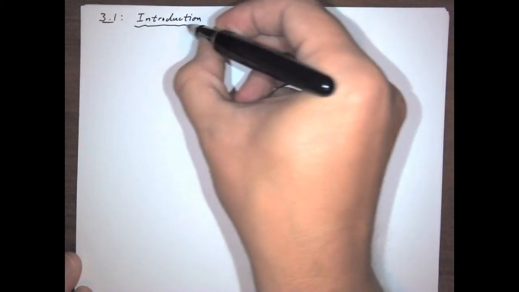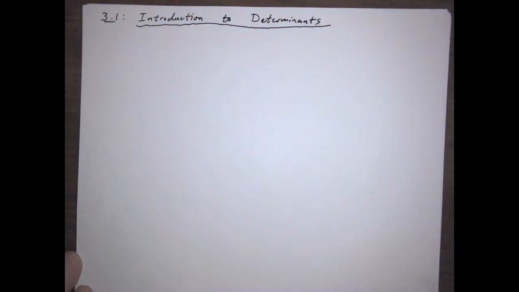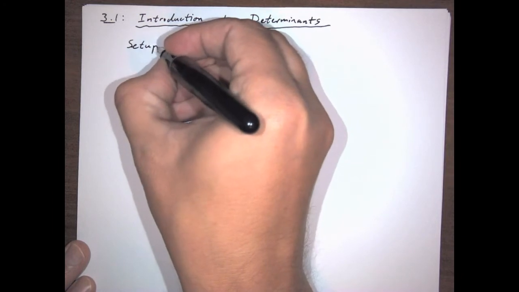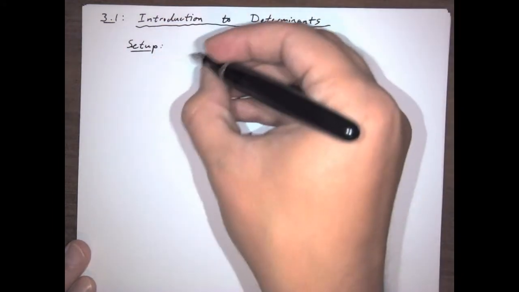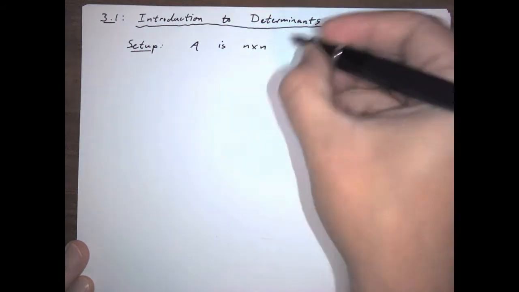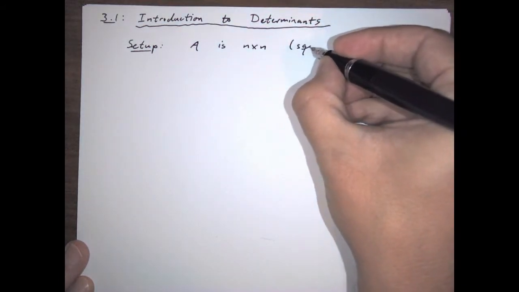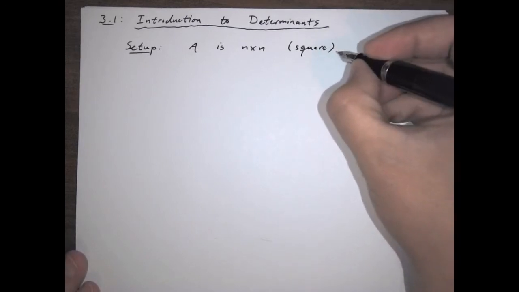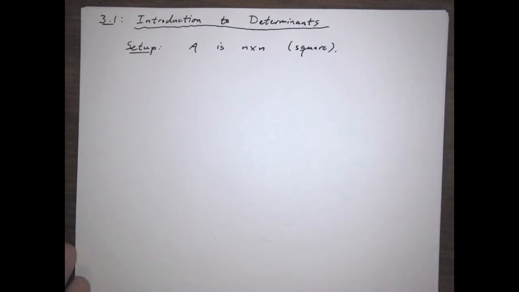All right. So first off, what we are talking about is a square matrix. We must have a square matrix, otherwise the determinant is not defined. So the setup here is that we will have a square matrix A. So A is n by n, in other words, square. There is no definition of a determinant that applies to a matrix that has an unequal number of rows and columns, so it must be square.